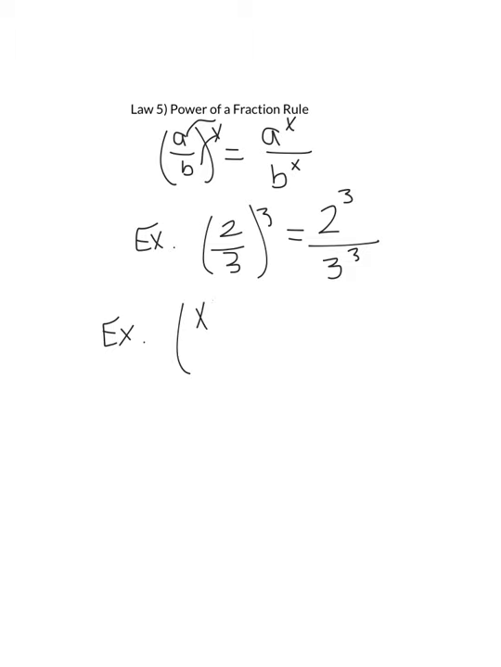And if I had x to the n over y to the m all to the exponent p, this would become x to the np divided by y to the mp. The last quick law that I want to discuss is the zero exponent. So the zero exponent law basically just says that anything to the power of 0 is equal to 1. So no matter how crazy I make this number, anything to the power 0 is just 1.